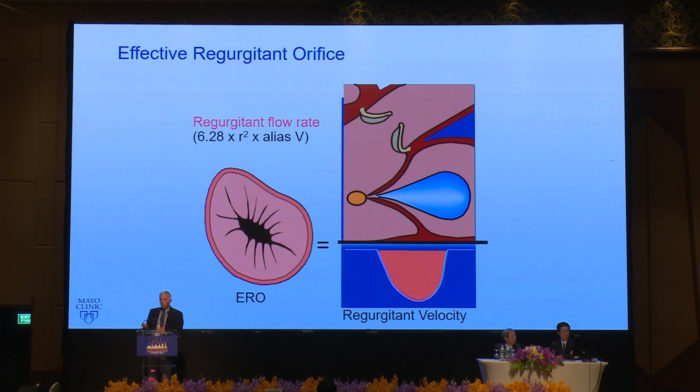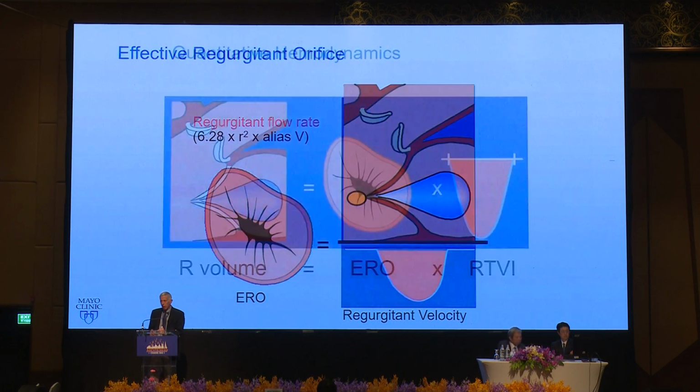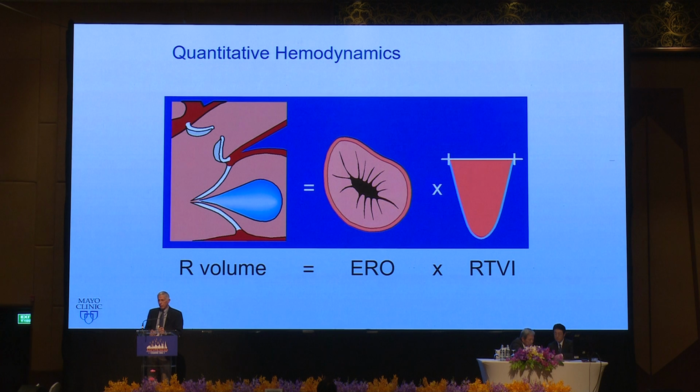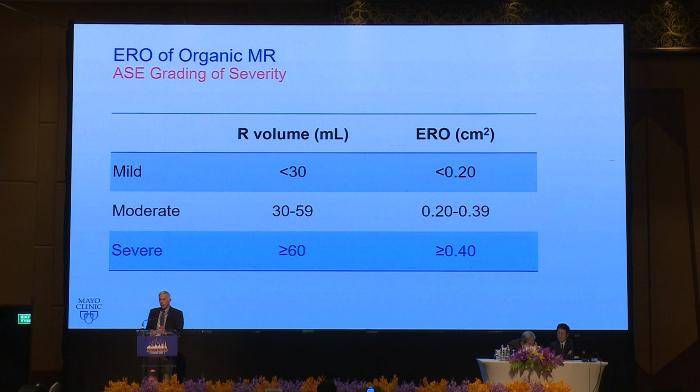The cardiologists do this with Doppler by measuring the radius of the PISA, multiplying that by the aliasing velocity, squaring the radius, and then a constant. If you know the regurgitant velocity, and you divide the regurgitant flow rate by the velocity, you get an ERO. If you multiply the ERO by the regurgitant time velocity interval, you get a regurgitant volume. The numbers that we go by when we say something is severe are a 60 cc or more regurgitant volume with an ERO of 0.4. So remember those numbers.